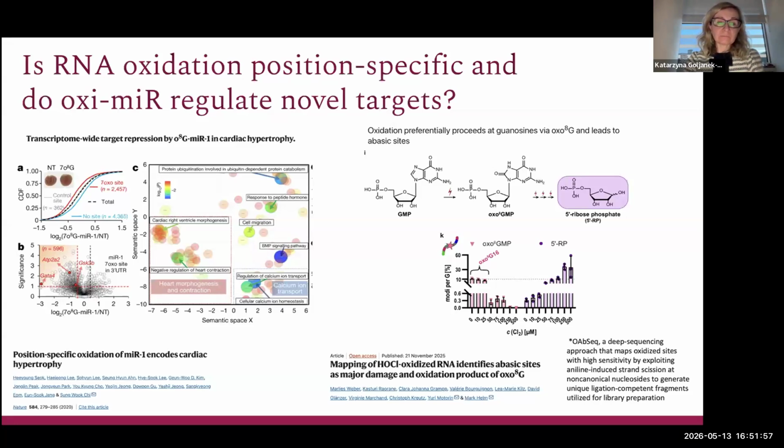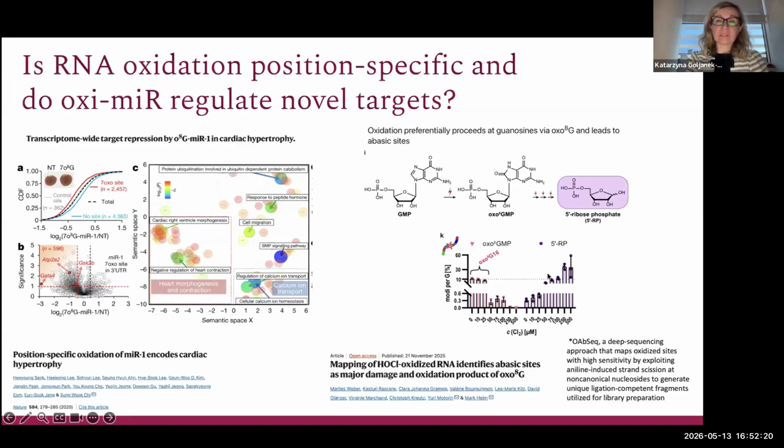So there are a few papers now to show that, but this is a particularly important one, which shows that microRNA 1, another microRNA that's expressed really highly in the muscle and the heart, is oxidized specifically in position 7, and that changes quite neatly the set of genes it's targeting.